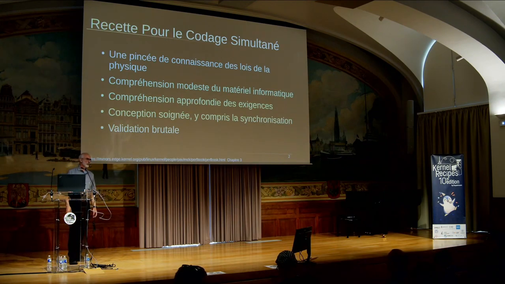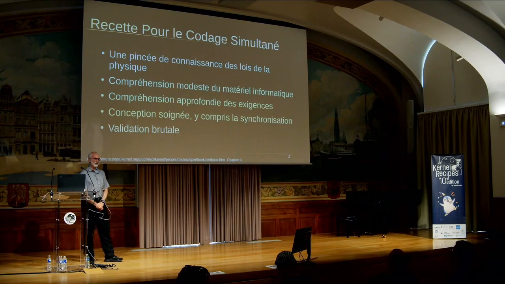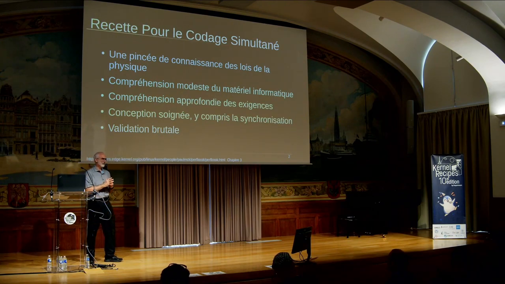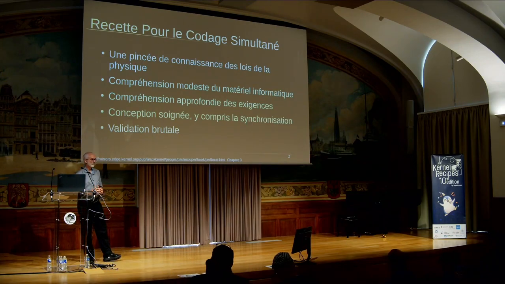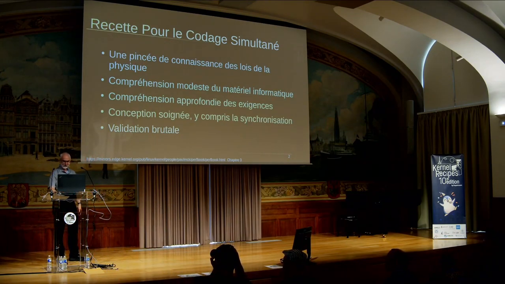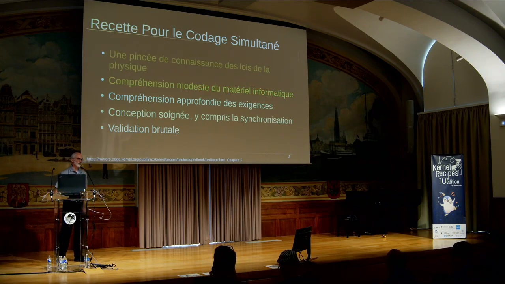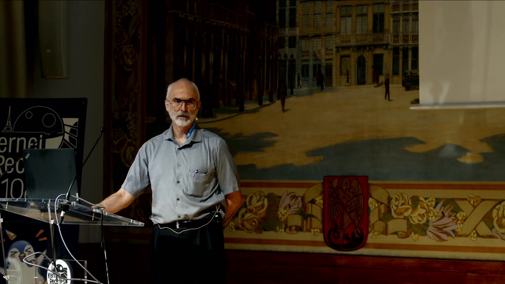The other thing, this is the most important, brutal validation. Validation beyond anything you think is even reasonable at all. Okay? And if you make it validate beyond anything you think is reasonable at all, you might get half of the errors. All right? So brutal validation. But this talk is going to focus on the first two: some laws of physics and a bit of low-level information, but not really detailed information about the hardware.